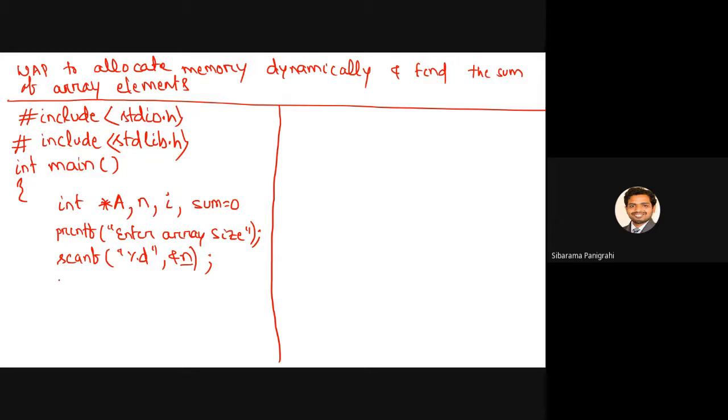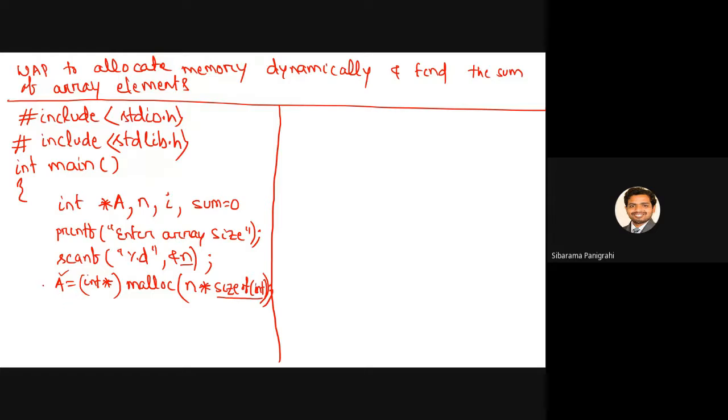For that, which function will I use? I will call the malloc function. So a equal to integer pointer, so that it can convert the void pointer to integer pointer. Then here I will write malloc. Then I have to specify the size, that is n into sizeof(int). Suppose the size of integer is 4 bytes, so it will occupy n into 4 bytes dynamically, and it returns the starting address which will be stored inside a. But if the memory is not available, malloc will return NULL.